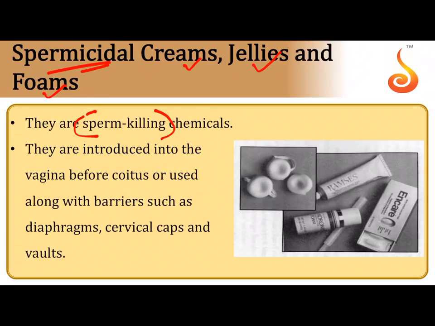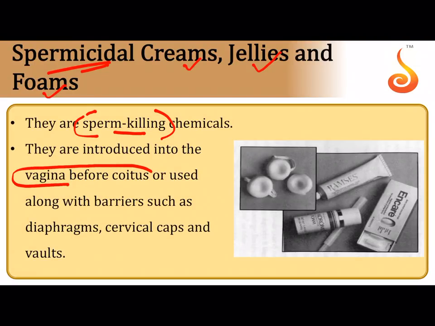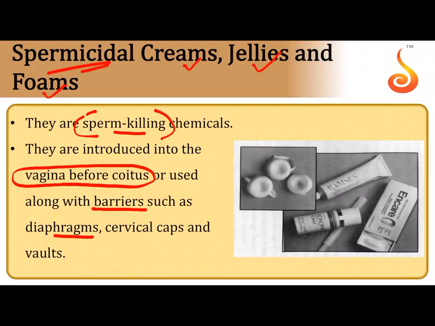So like I said, spermicidals are sperm killing chemicals. The ultimate goal here is to prevent fertilization. So they kill the sperm, and they are introduced into the vagina just before sexual intercourse or coitus. Sometimes they are used with barriers like the diaphragm, cervical caps, and vaults. The jelly or the cream is smeared onto this dome shaped rubber that we saw in the cervical cap and diaphragm, and that is inserted into the vagina.